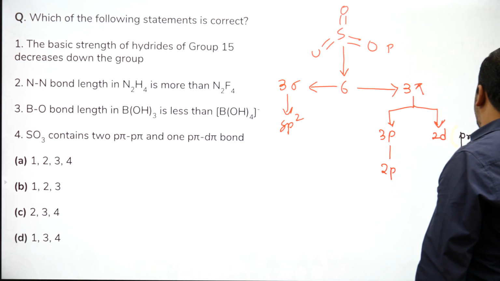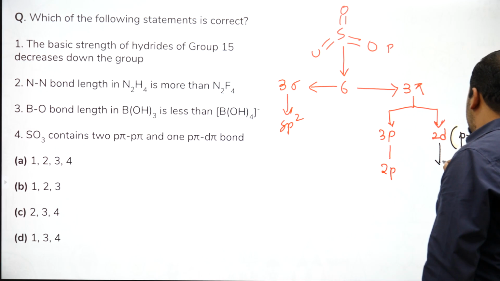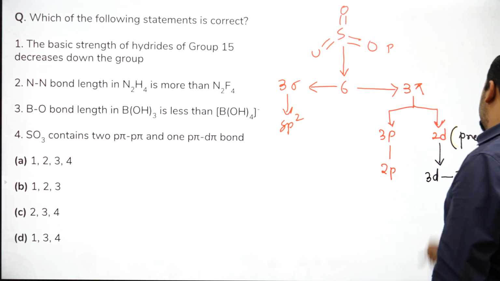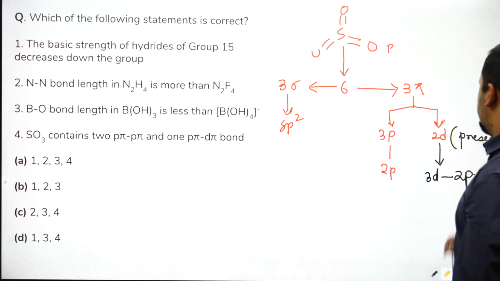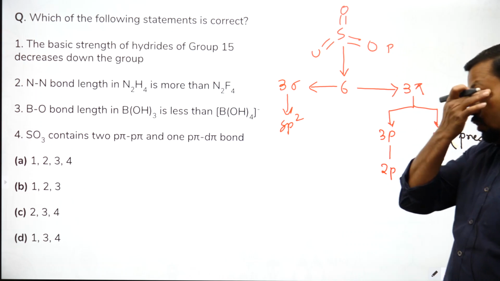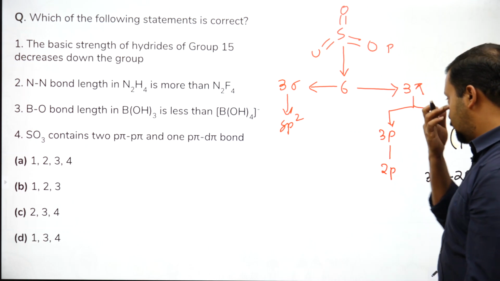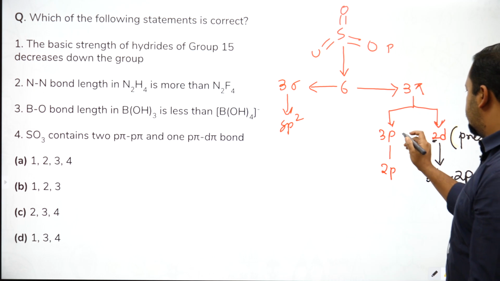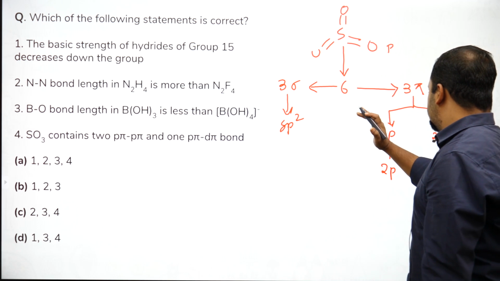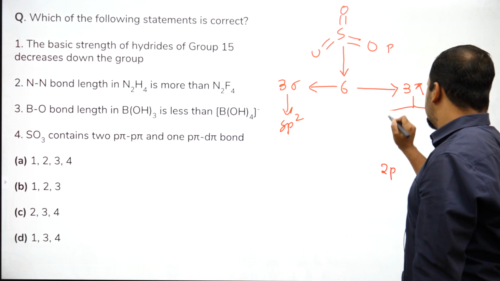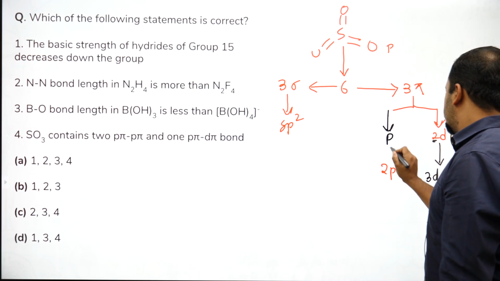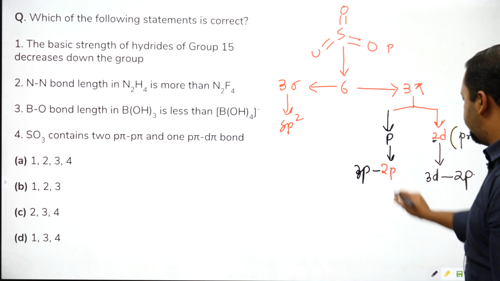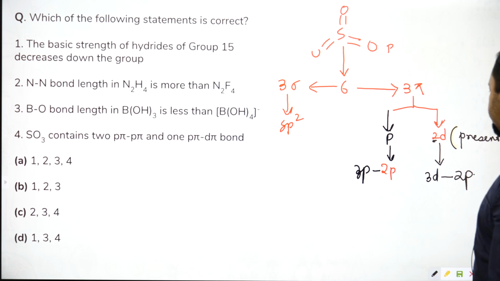These are the d orbitals present, and these d orbitals are 3d, which will overlap with 2p. Okay, so this 2 represents the number, not 2d. This is not the principal quantum number. So there is a p orbital, and this is a 3p orbital which will overlap with 2p, and 3d overlaps with 2p.